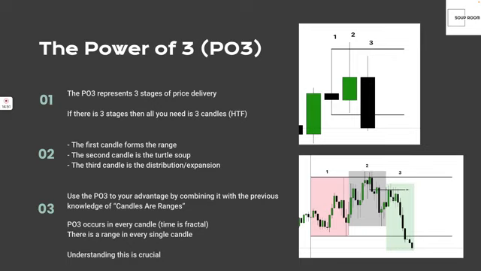Stage 3, candle 3. Open, high, low, and close. This is distribution. This will be where you find your quickest trades, the highest probable trades. This is very important to understand. Please pause the video, rewind, rewatch this as many times as you need. Understanding these 2 images is the most important factor to determining bias and executing trades successfully.